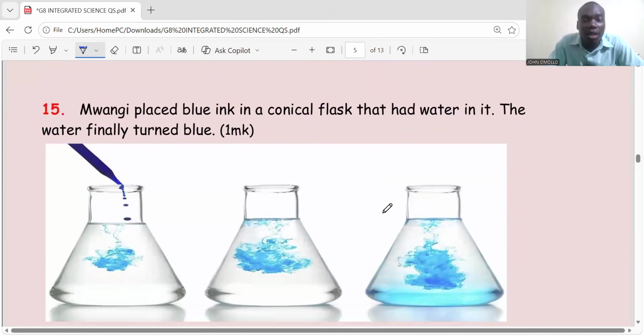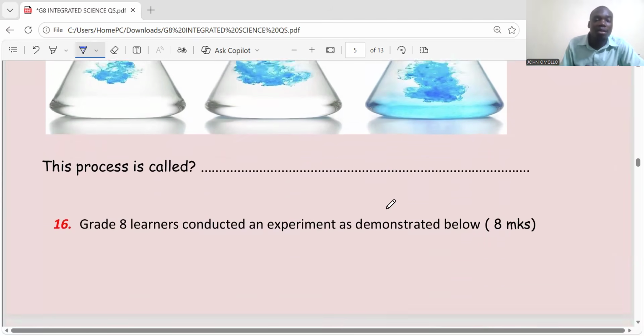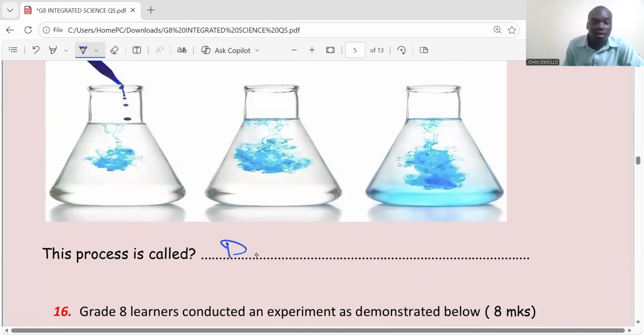Mwangi placed blue ink in a conical flask that had water in it. The water finally turned blue. Question: this process is called diffusion. So you can easily see that the particles are moving. Once they have been dropped into the liquid, they move from the region of high concentration to the region where they are lowly concentrated, and they spread out through the liquid. That process is called diffusion.